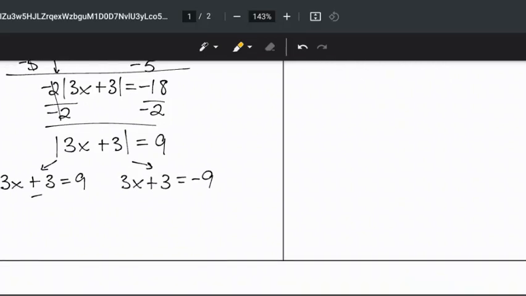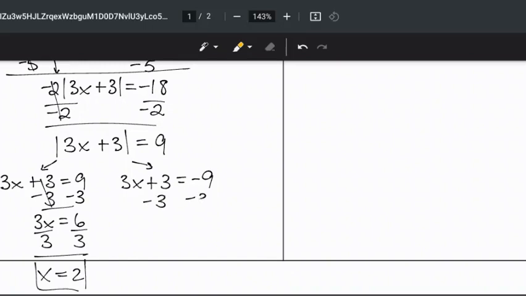Okay, let's go ahead and solve each of these. We subtract 3. 3x equals 6. Divide by 3. x equals 2. Subtract 3 from both sides. We get 3x equals negative 12. Divide by 3. We get x equals negative 4.